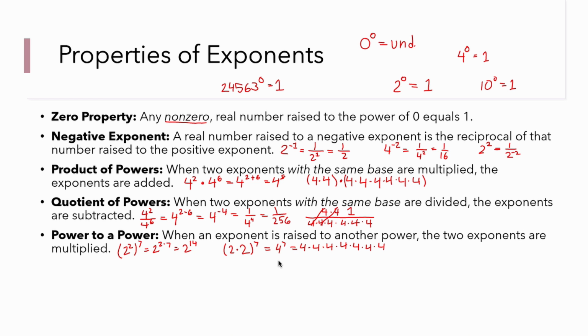But 2 times 2 is equal to 4. So for every 4 we have here, we have 2 2's that are multiplied together. So this would equal 2 times 2 times 2 times 2.